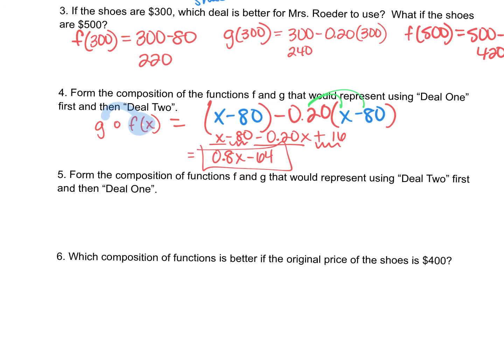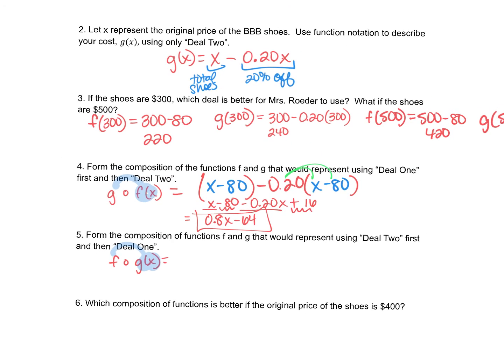So number 5, they want us to do the same thing except write deal 2 first, or use what would be using deal 2 first. So we're going to have to do f of g of x, right? Because they want you to plug the second thing into the first. So let's work it out.